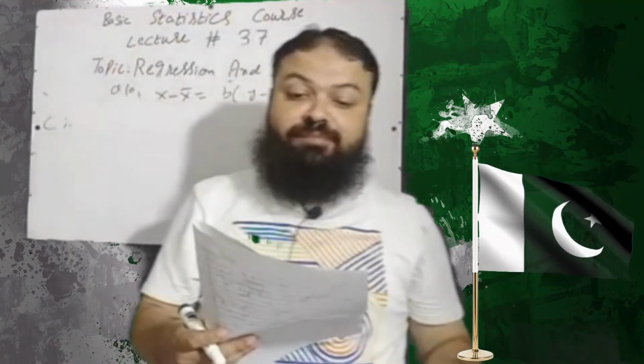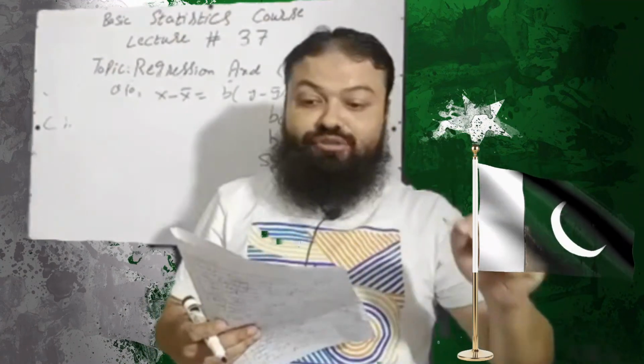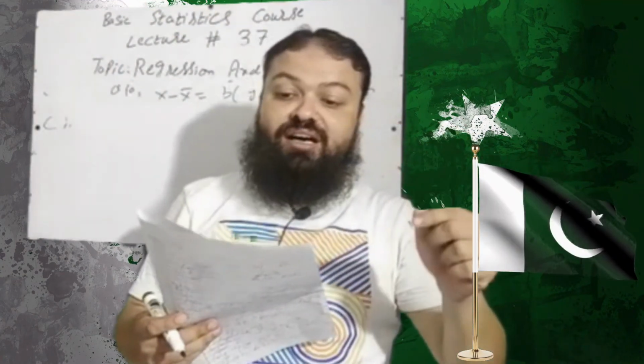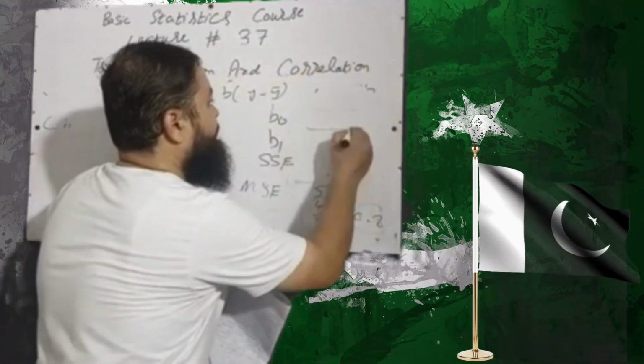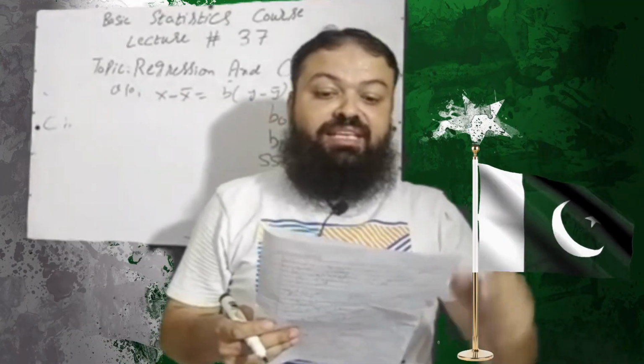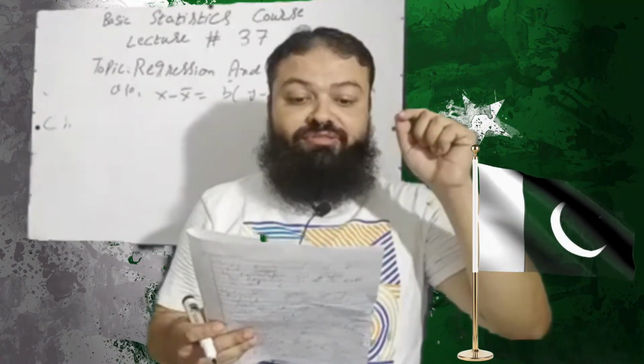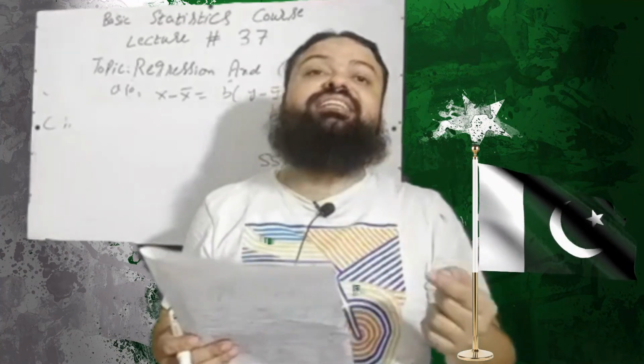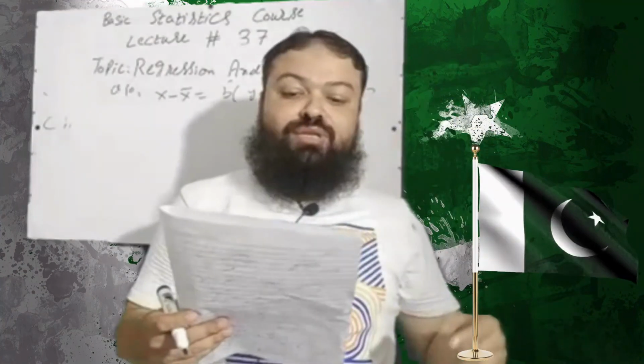Question number 14. Both the regression lines of x on y and y on x are A. always parallel to each other. Parallel means they are not touching each other. B. never intersect, C. always perpendicular, D. intersect each other. Yes, they intersect each other, that is the correct option.